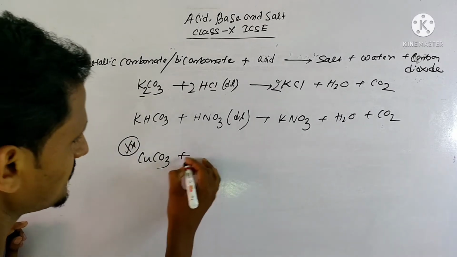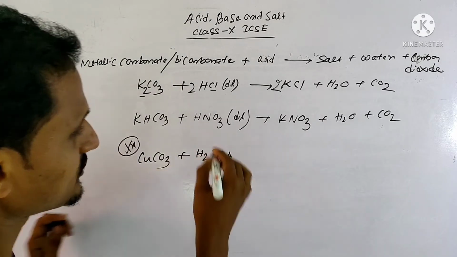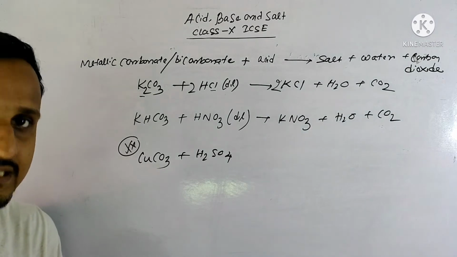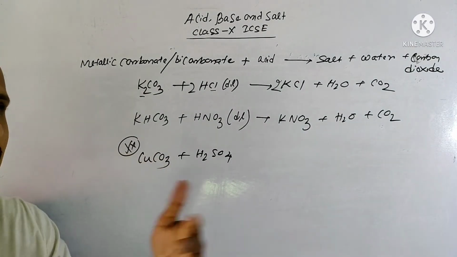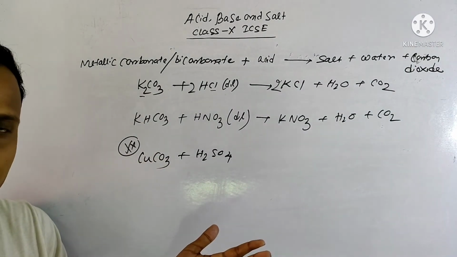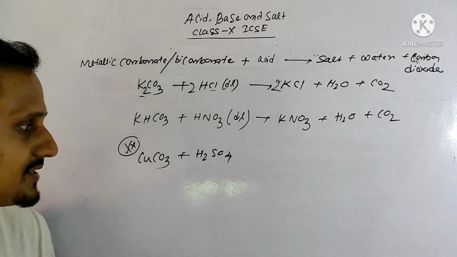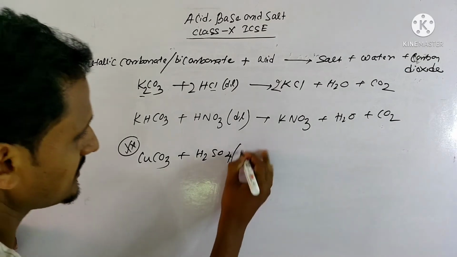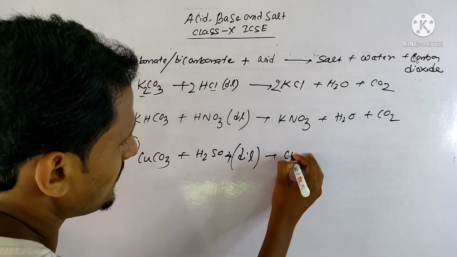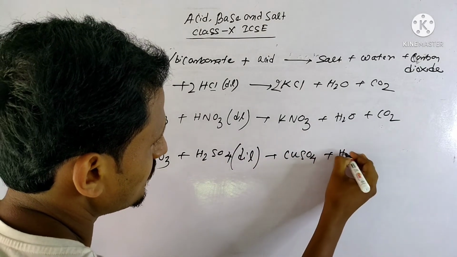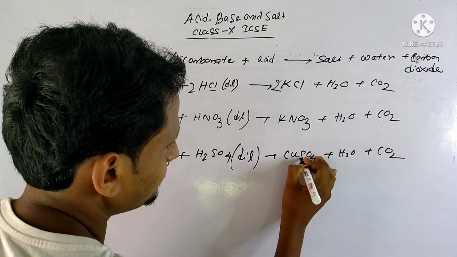Copper carbonate reacts with sulfuric acid. These reactions are important because in your exam they will directly ask you to write down the following reaction, and write down the observations. So you have to follow observations also; we will discuss that in analytical chemistry. Dilute sulfuric acid will form copper sulfate plus H2O plus carbon dioxide.